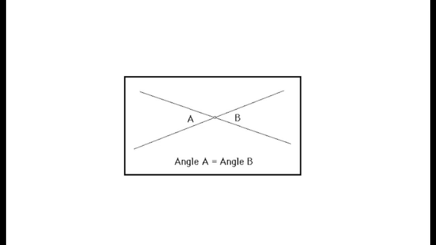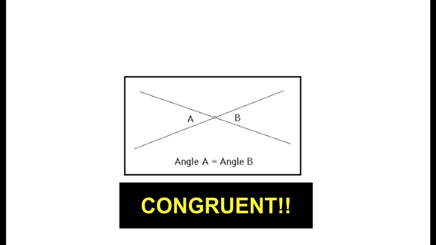Here, this is an example of vertical angles. We see that it is where two lines are intersecting, and on both sides, those angles are equal to each other, so that makes them congruent.